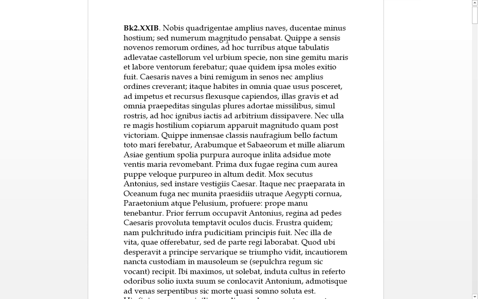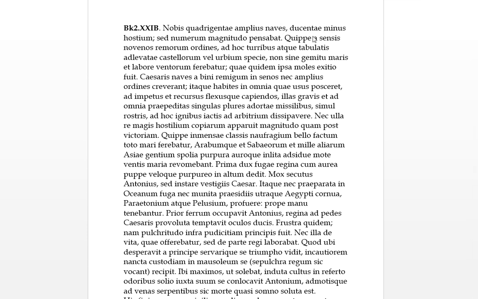But numerum magnitudo, magnitudo is the nominative. So said magnitudo, but the number of them compensated for the numerum. So obviously, we had 400 and they had 200. Amplius to us, minus to the enemy. The size of their ships made up for the difference in the number.